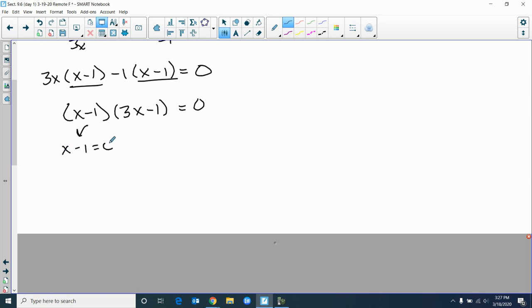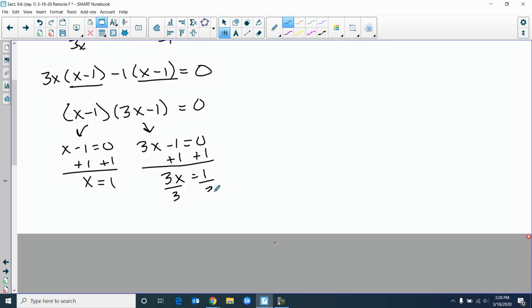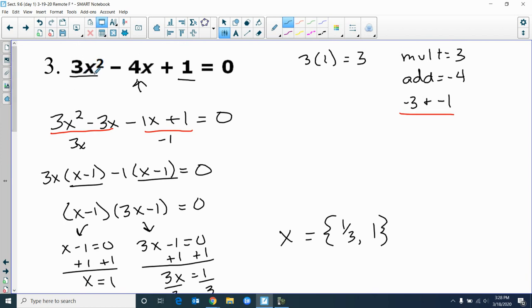But in this case, I'm trying to solve, which means I have to take this next step and set both of those equal to 0. And I solve them, and I get x equals 1. And over here, you add 1. And now I get 3x equals 1. Divide by 3, I get 1/3. So I get two answers. My first answer is 1/3. My second answer is 1. Either one of those will make this equation equal to 0. So we get two separate answers. And now remember, we got to factor it.